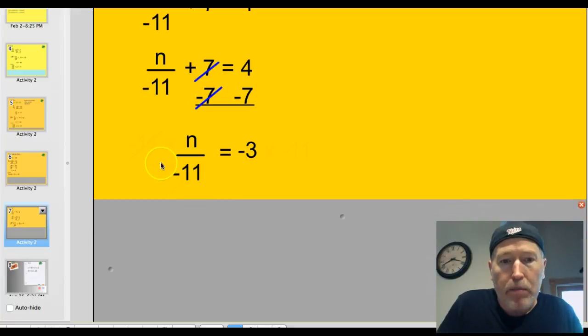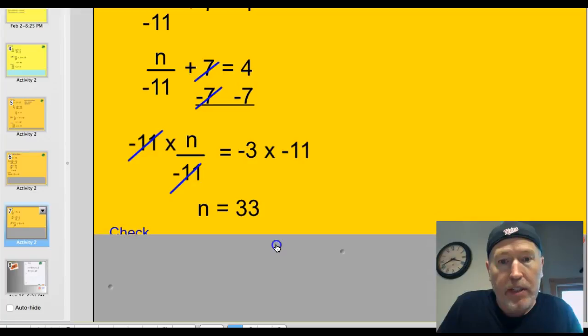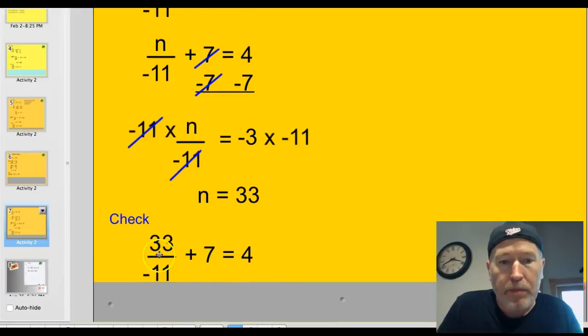And then I've got to multiply by a negative 11. These guys crossed each other out. I got negative 3 times a negative 11. That's negative times a negative. That's going to give me a positive 33. So N is left over here, 33 is left here. Let's pop it in and see if it works.